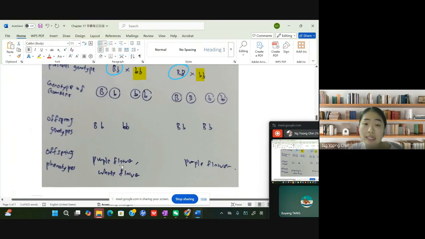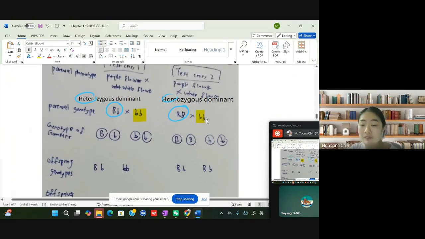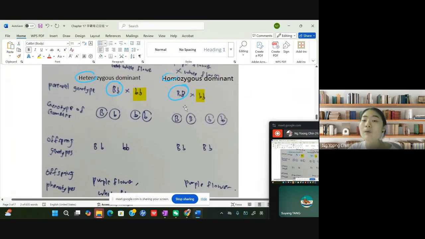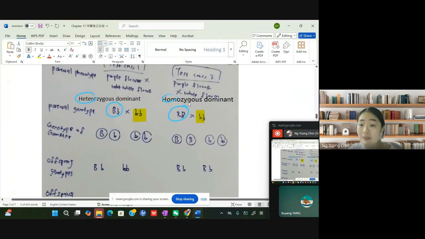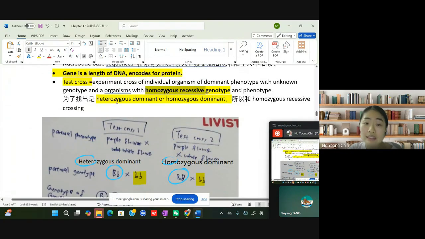From this method, you can identify that the parent is heterozygous dominant, but not homozygous dominant. It's because if you cross the homozygous recessive genotype with the homozygous dominant, you will get all purple flowers. None of them is white flower. So by this, you can decide that this is a homozygous parent. So this means that a test cross just decides whether it's heterozygous or homozygous dominant, so they need to cross with the homozygous recessive genotype.